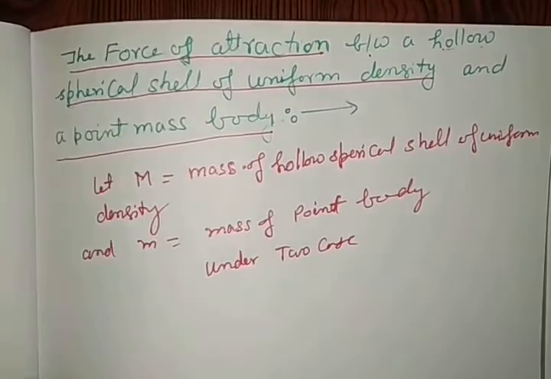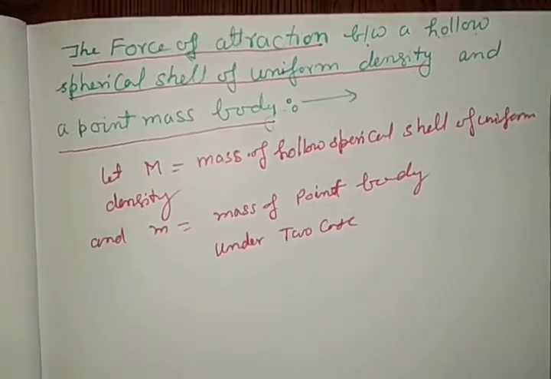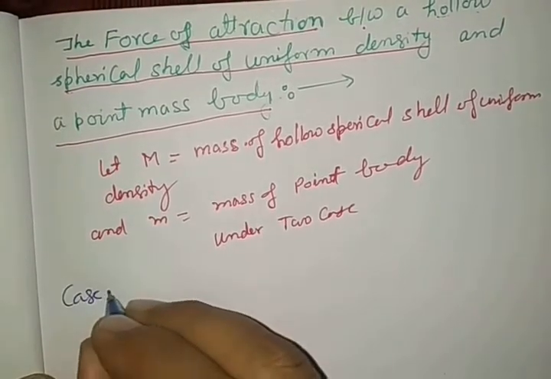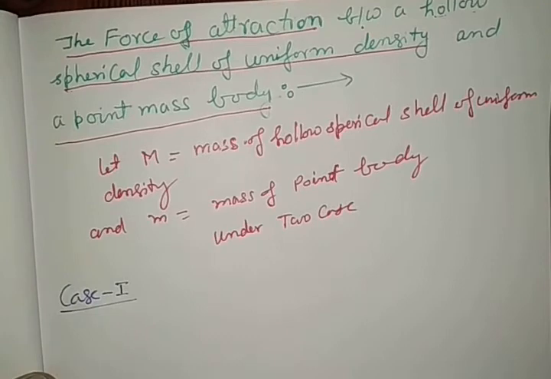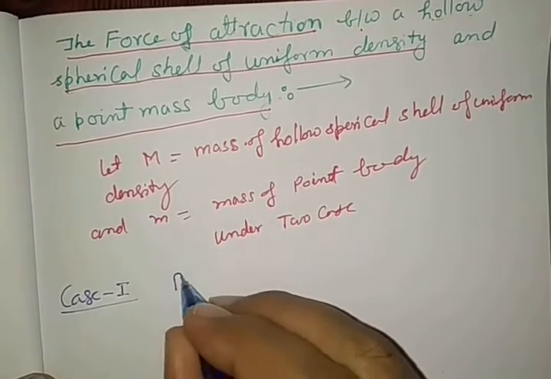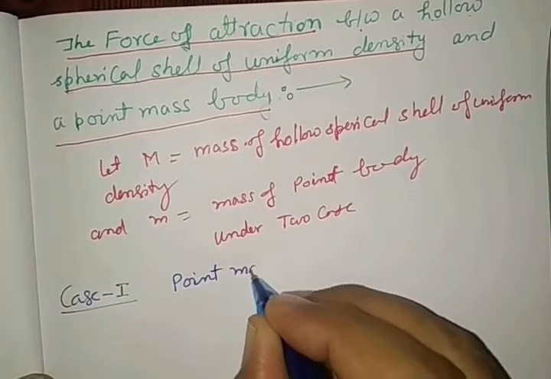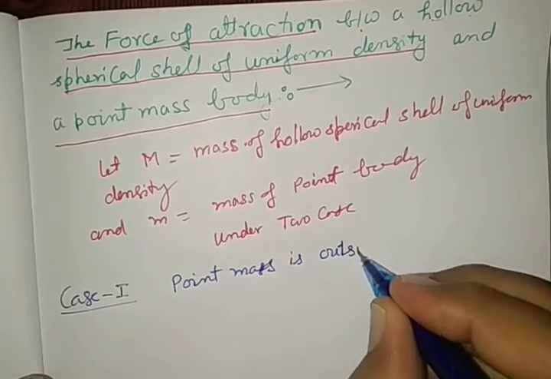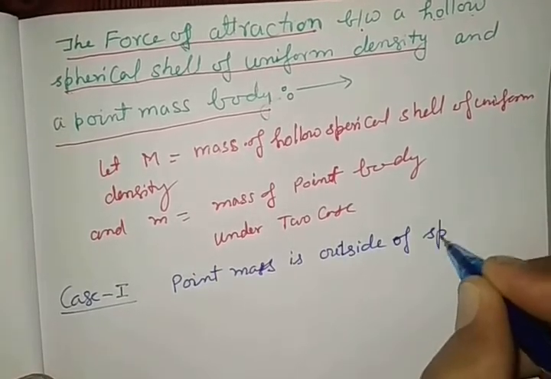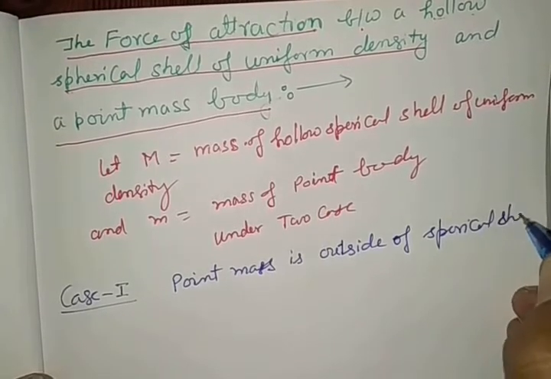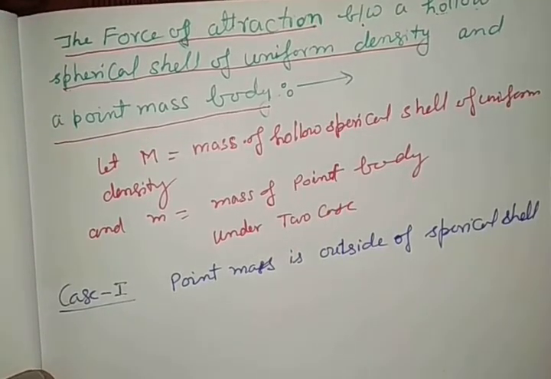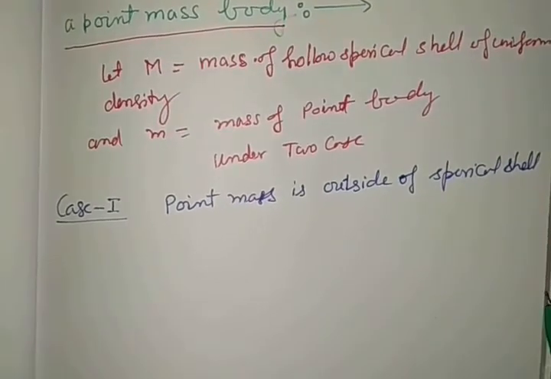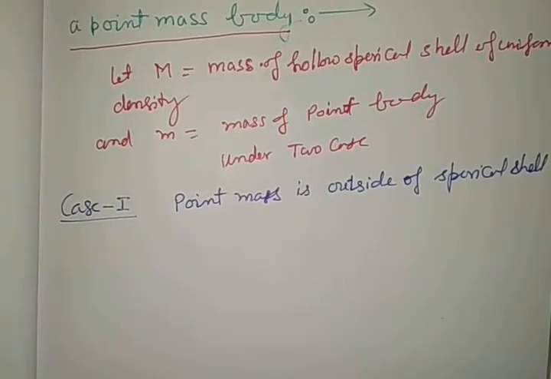So we are going to see case number 1. Case number 1 is the point mass is outside of the spherical cell. So see carefully how we are going to see this, the point mass outside the spherical cell. To understand this, let us consider the concept.